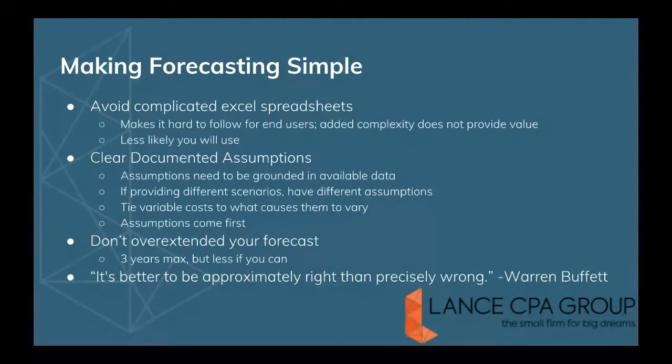Again, we're not going to be perfect as we look at our actual activity versus what we expected. There's going to be some variances, and we're going to learn from those variances. But if we try to get way too precise with our projections, we're really going to be precisely wrong. So again, it's better to be approximately right than precisely wrong when we look at projections.